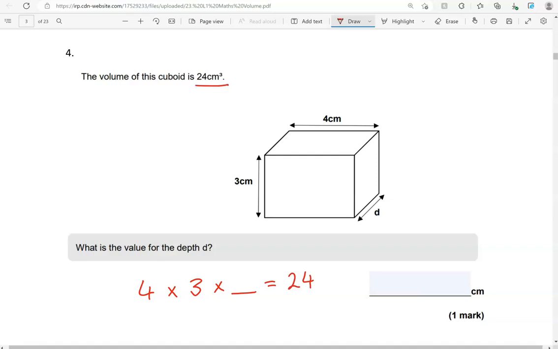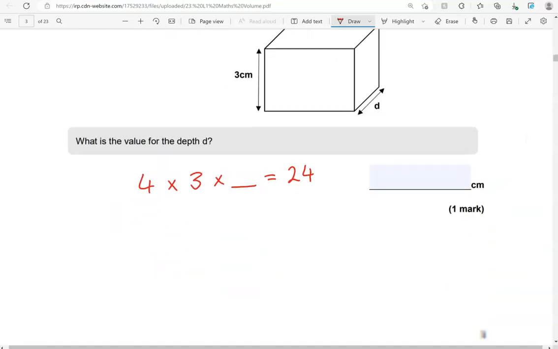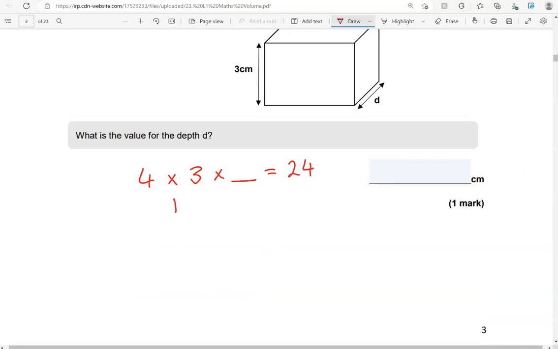Because that's what we've been told. So 4 times 3 is 12, times the missing number gives us 24. What is that number we multiply by 12 to give us 24? That is 2. Because 12 times 2 gives us 24. In other words, it's like dividing 24 by 12, which gives us 2.